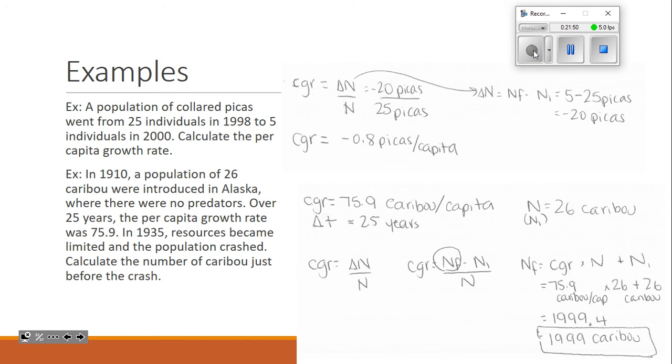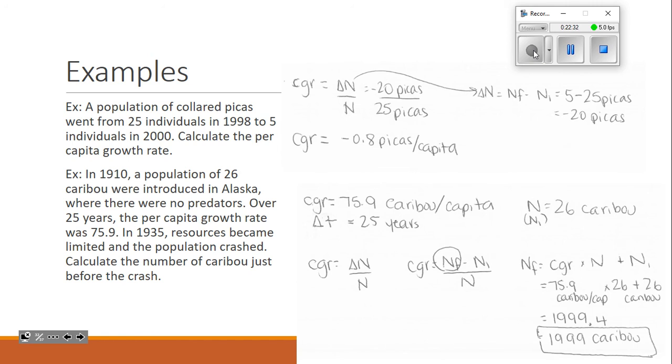The second one is harder because you have to manipulate the formula. It tells me that the per capita growth rate was 75.9. Now, it told me this in the question. So, even though that is kind of big, I noticed that it's over quite a long period of time. So I'm like, okay, that makes sense. Plus, they told me in the question that my delta t was 25 years. So I have enough information to look at growth rate or per capita growth rate, right? But I have to learn to recognize which information I need. My initial population size, N, or N initial, was 26 caribou.